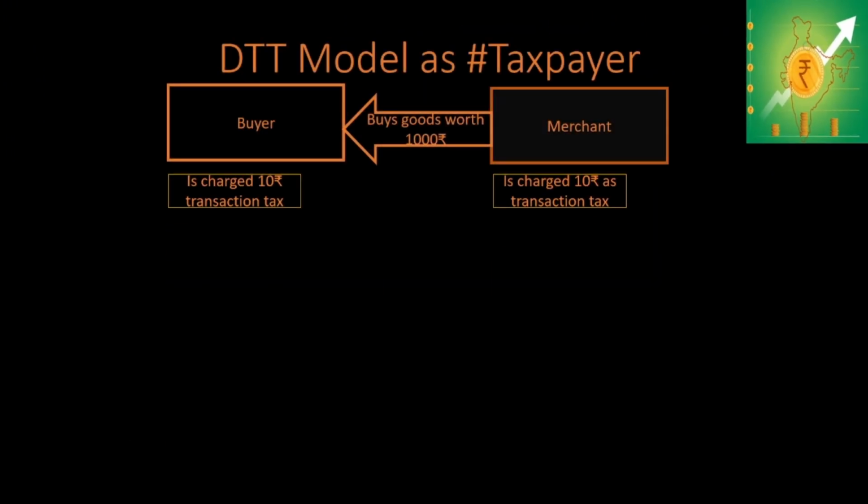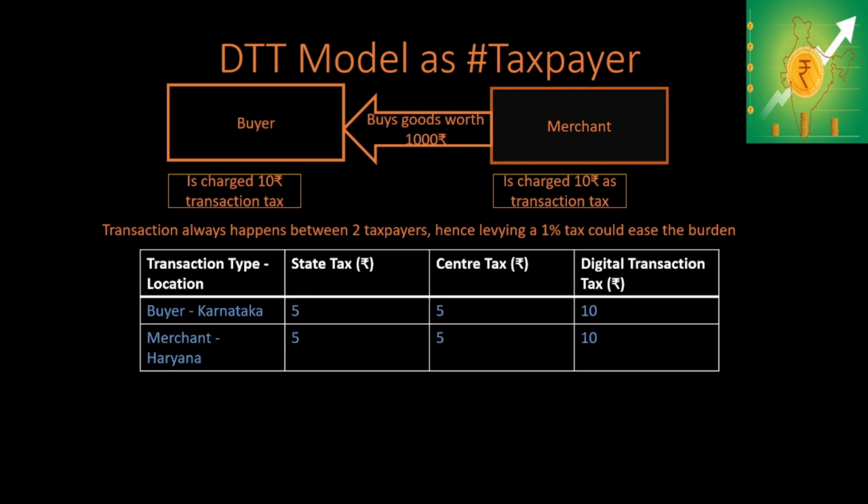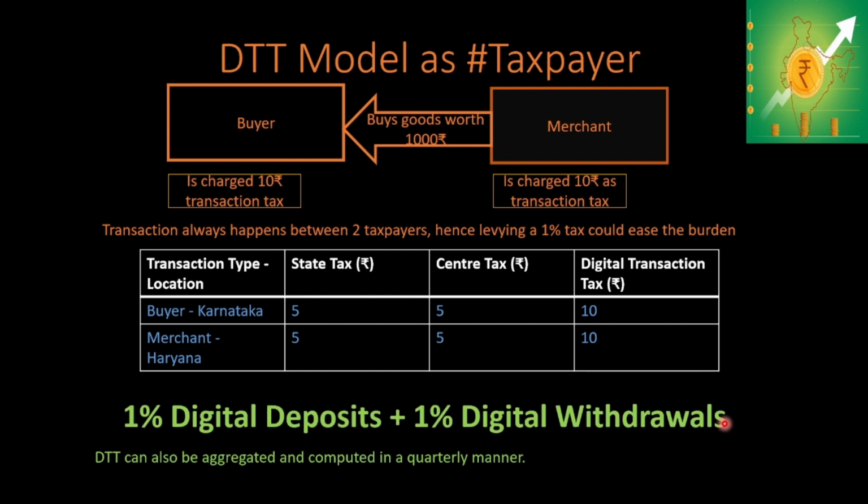Consider a digital transaction of 1000 rupees where I as a buyer decide to buy goods from a merchant from another state. As per DTT model, the 2% splits equally as 1% each between buyer and merchant. It's important to note that transactions can happen only between two entities. If we split this DTT equally to states and center, you see a very healthy tax distribution between states as well. Notice that if you do a grand total, it is 20 rupees, which again rolls up to 2% of DTT. Hence, we can summarize that DTT is 1% of digital deposits and digital withdrawals put together.